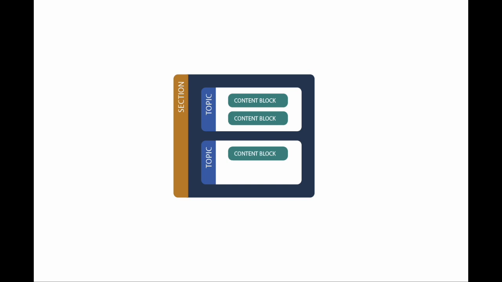I think it helps to understand that your actual content, such as text and photos and videos, are actually content blocks, and your content blocks are contained within topics, and your topics are contained within sections. You can have multiple sections, and you can have multiple topics within a section, and you can have multiple content blocks within each topic.